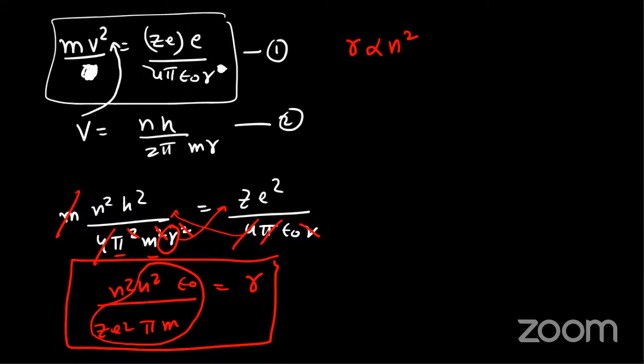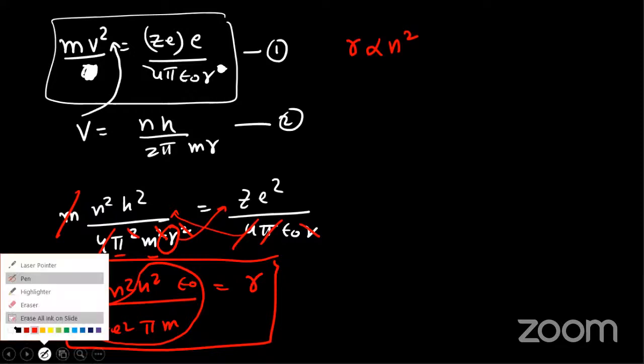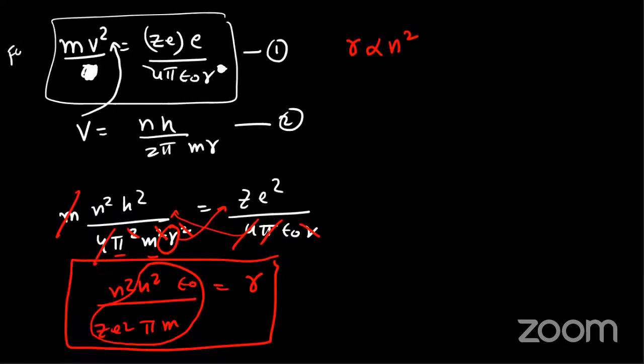So the first formula here, Hari Prasad, is the force equation which I balanced. And this formula here is the angular momentum equation, mvr is equal to nh by 2 pi, from Bohr's postulate. So I combine these two expressions, I'll get the radius expression. Now I can easily say that the radius is proportional to n square.